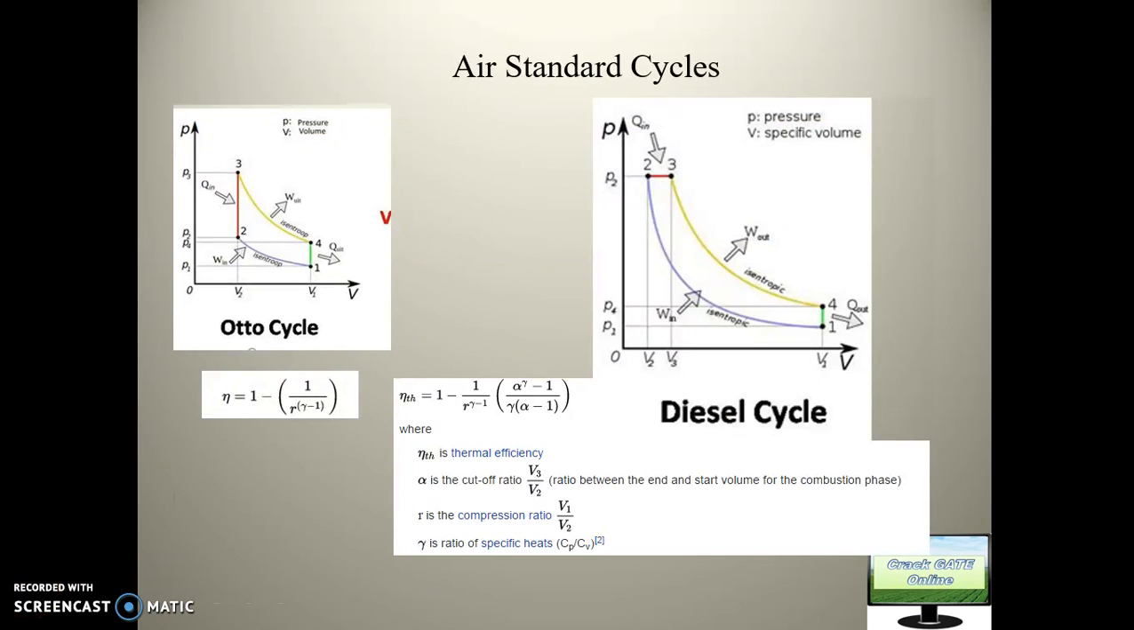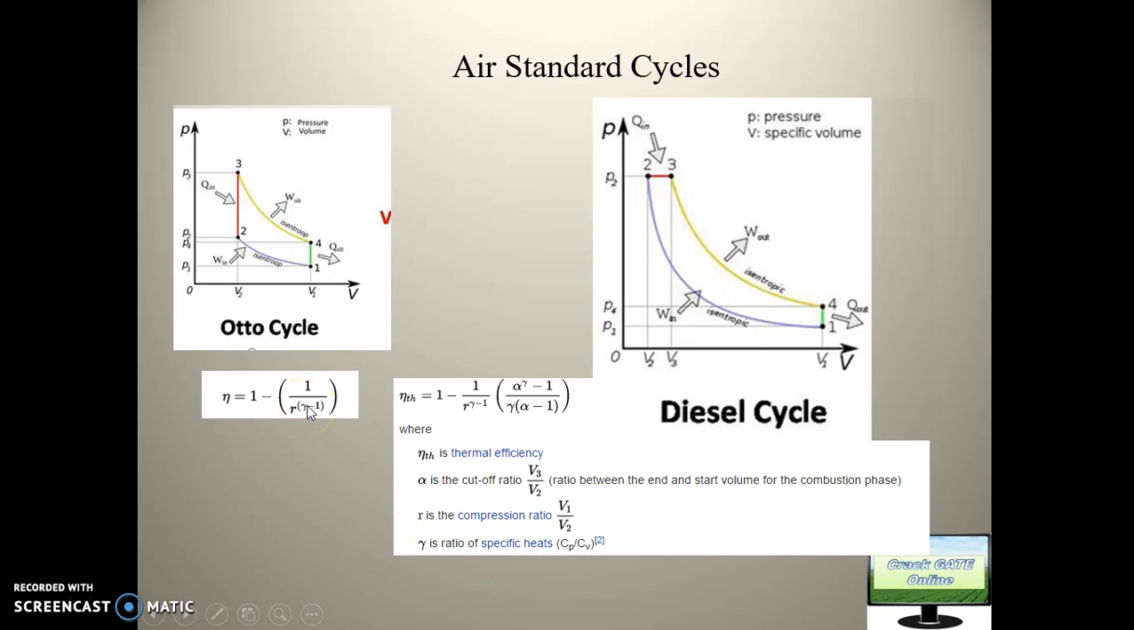So the next topic I am going to cover here is the air standard cycle. There are two types of cycle, Otto cycle and diesel cycle. I'll not explain it in brief, just refer to some reference book. These two formulas are important for efficiency of Otto cycle and efficiency of diesel cycle. So efficiency of Otto cycle is 1 minus 1 upon r to the power gamma minus 1. You should remember this equation. r is the compression ratio and gamma is the specific heat ratio.